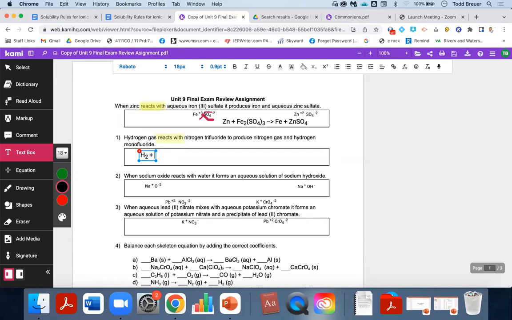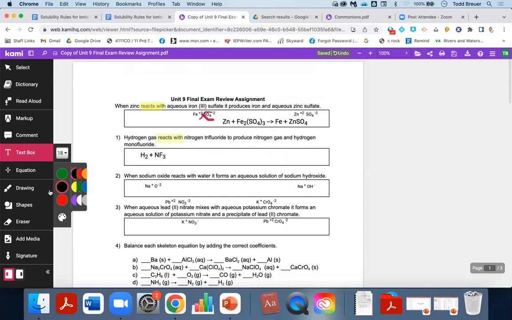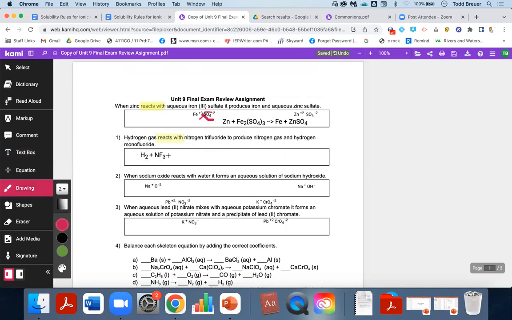It reacts with nitrogen trifluoride. Now we don't have ions. The reason we know that is nitrogen trifluoride is a compound that does not contain a metal. So it uses prefixes in its naming. Nitrogen suggests there's 1. Trifluoride suggests there's 3 fluorine. So there's our reactant, nitrogen trifluoride, right? We're going to want to put the reaction arrow. Nitrogen trifluoride. Well, what does it produce?